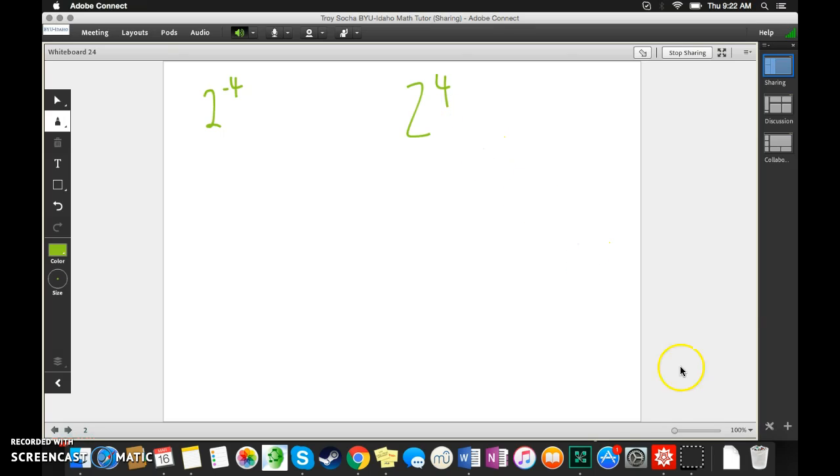Now 2 to the 4, we're going to do the math. It's 2 times 2 times 2 times 2. So let's see, this is 4, 8, 16. So we know that 2 to the 4th is 16. Alright, now, this is this. That's what a regular exponent does.